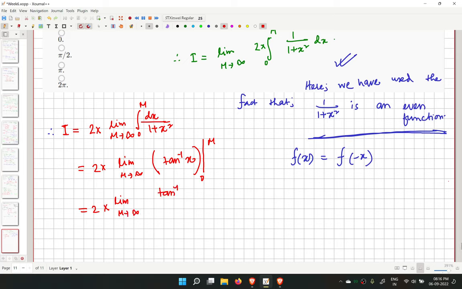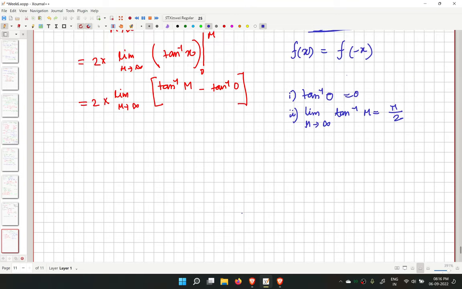So one is tan inverse m minus tan inverse 0. What is tan inverse 0? This is 0. And what will be limit m tends to infinity tan inverse m? This will be equal to pi by 2. So I hope you guys also know this. So here I have taken only the principal values.